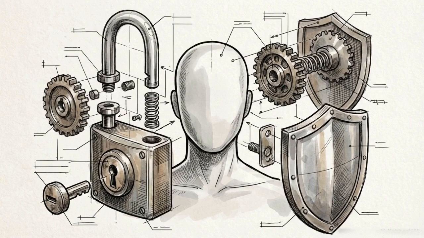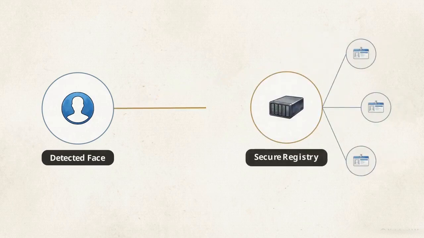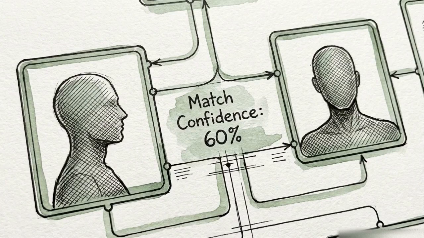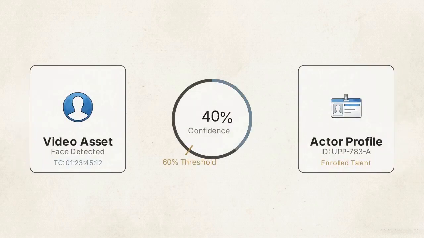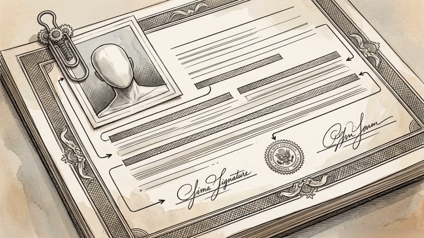UPP also utilizes a privacy-first Face API integration. Instead of scanning against a public internet database, detected faces are matched securely against the production's localized enrolled talent registry. The system uses a strict threshold logic. If the AI detects a match with 60% or higher confidence, it automatically builds a relational database link between the video asset and that specific actor's profile. Automating talent matching connects raw visual pixels directly to the downstream business and contractual obligations tied to that actor.